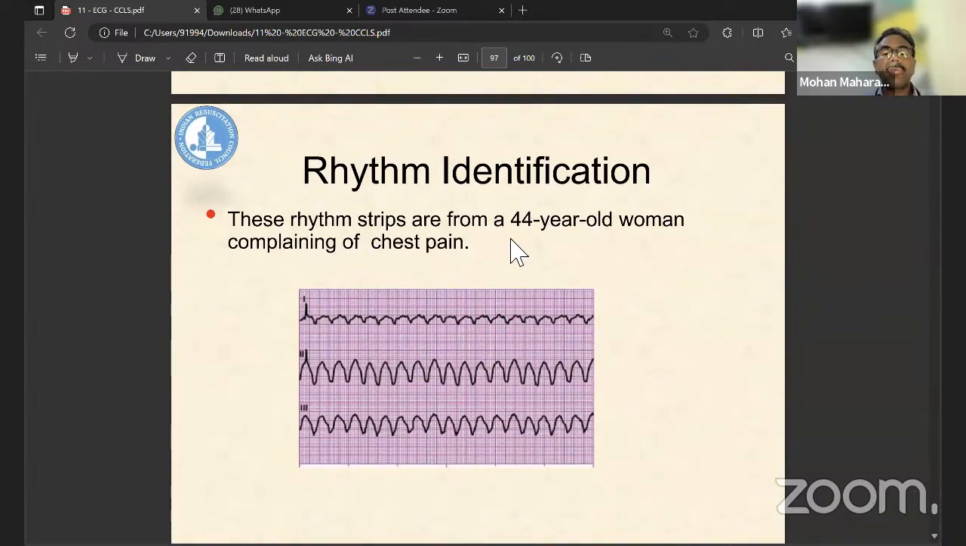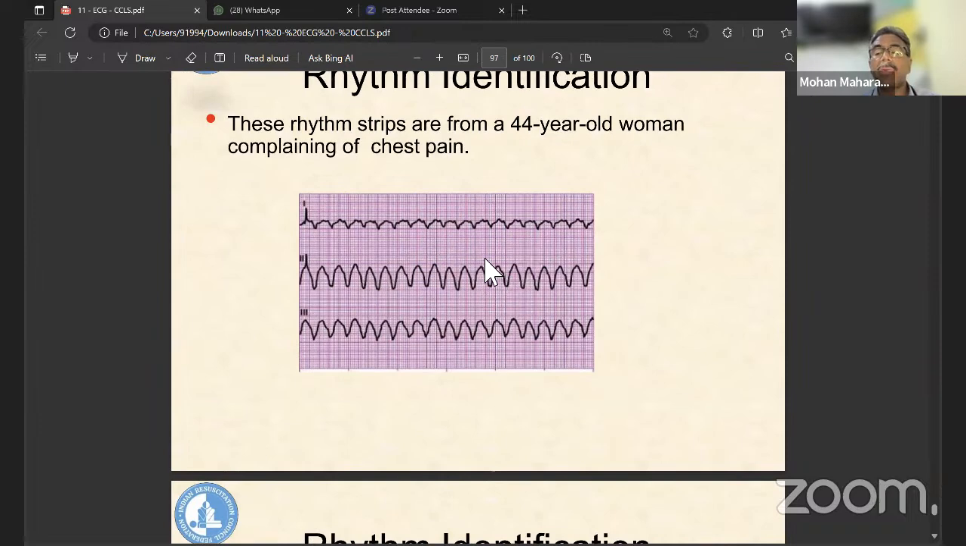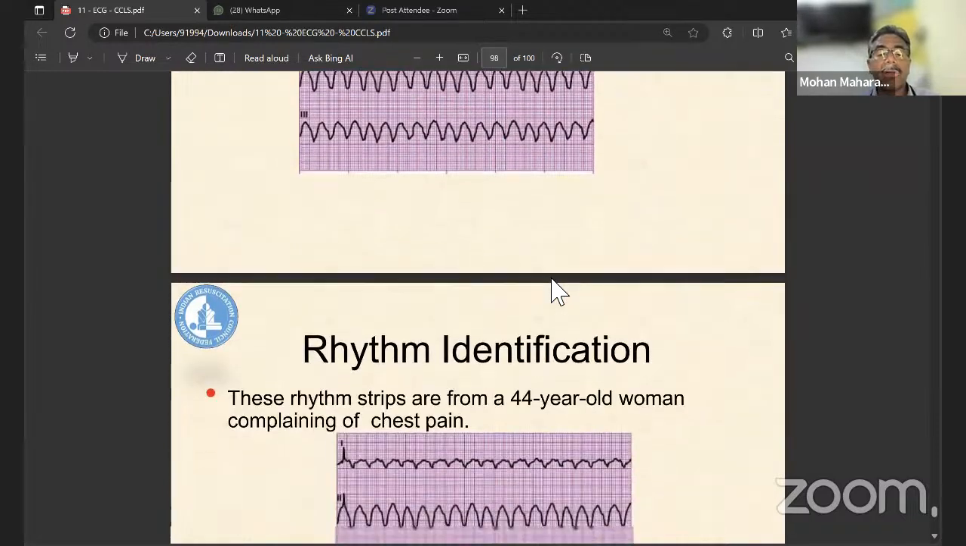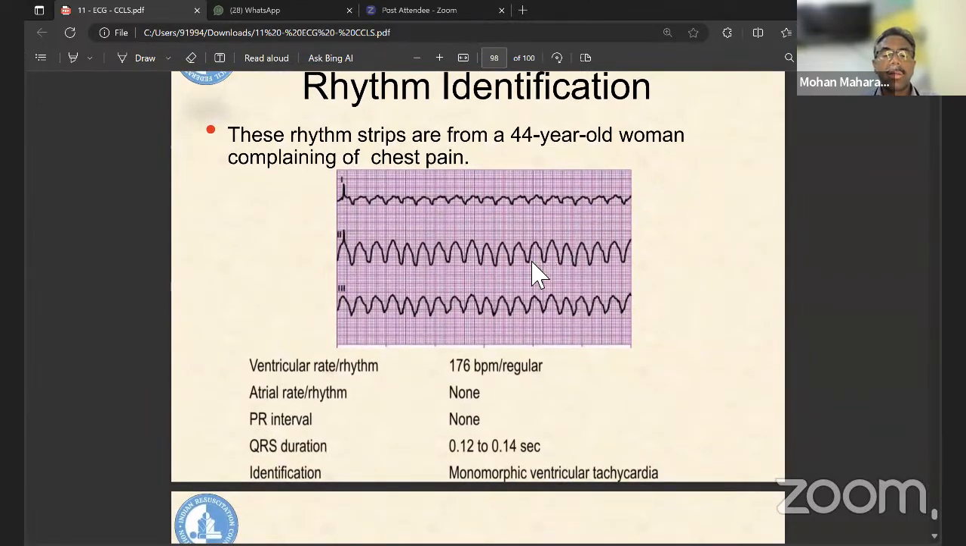These rhythm strips are from a 44-year-old woman complaining of chest pain. Please understand, whenever you have chest pain, this is easy. First also we showed. Can you see the QRS, there's no P wave, and it is regular. What is it? Monomorphic ventricular tachycardia. I think we already explained, time is getting late, so we'll finish it off.